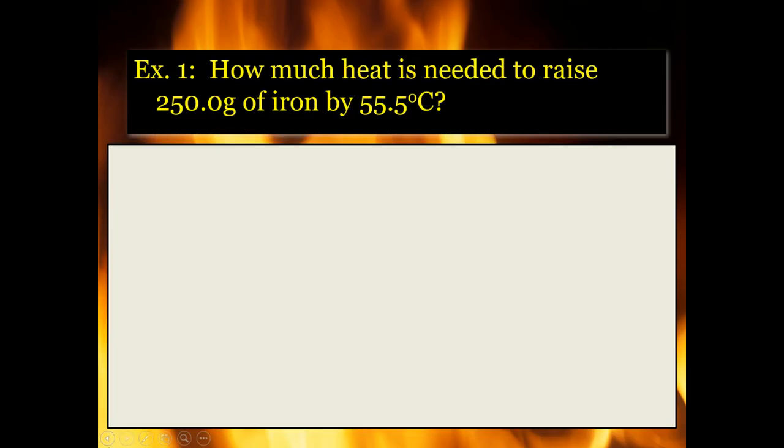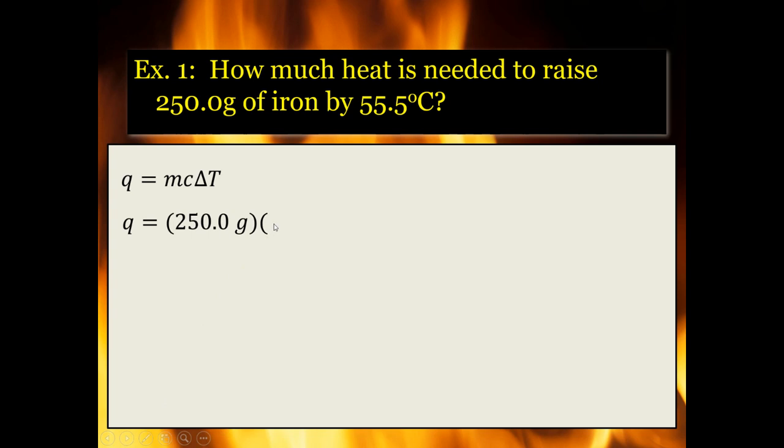So our first example says how much heat is needed to raise 250 grams of iron by 55 degrees Celsius. Okay, so the first thing we want to do is figure out which formula to use. In this case, we've only learned one formula, so we know that we're going to use Q equals mc delta T. Okay, let's start filling in what we know. Q is heat. That's what they're asking us for, so we'll leave that alone. M is going to be mass. Our mass that they gave us is 250 grams, so we can plug that in.